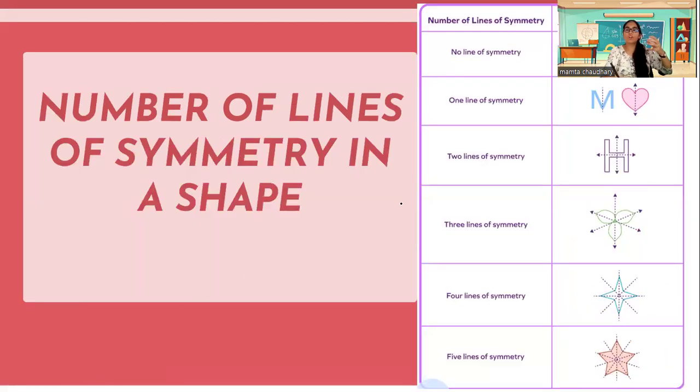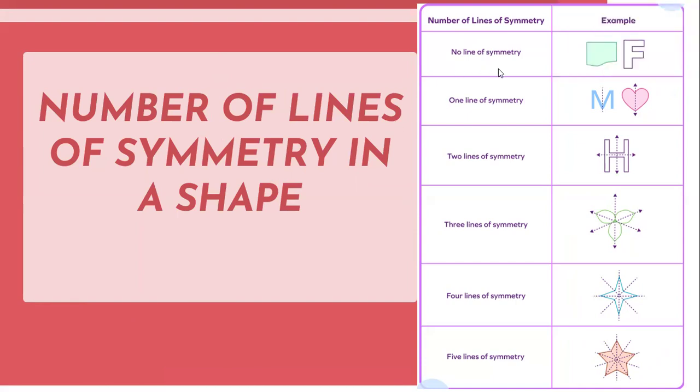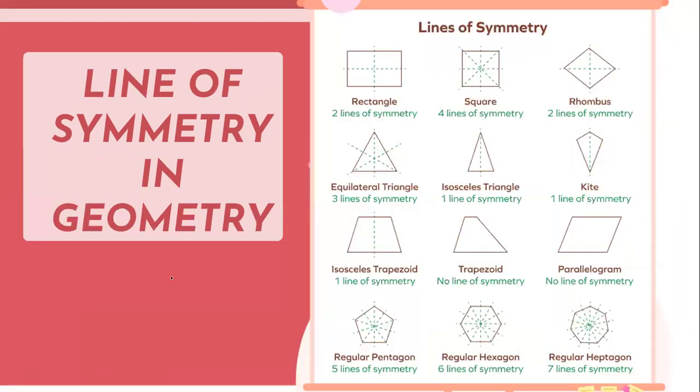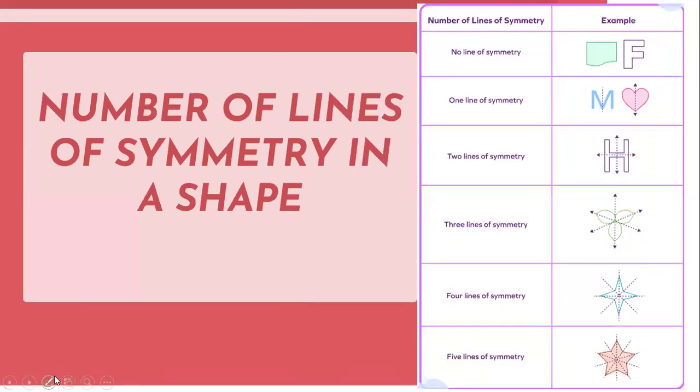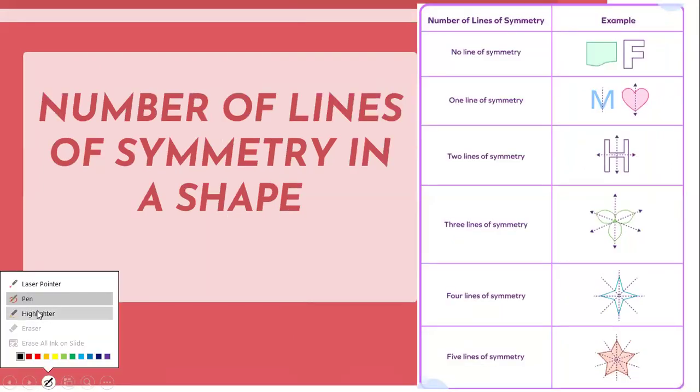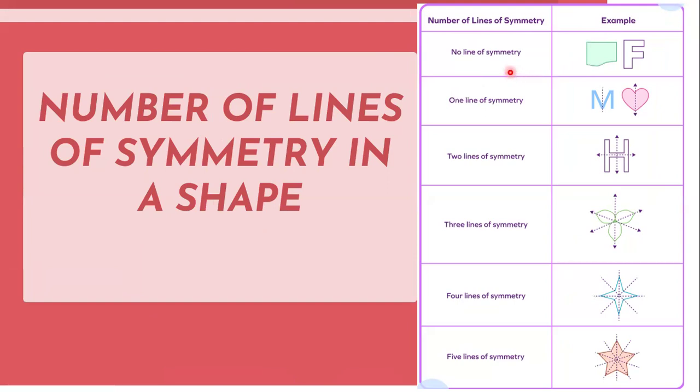Now, the number of lines of symmetry in a shape. If you see such types of shapes, in these shapes you cannot draw any line of symmetry. So here, no line of symmetry. Now in such a shape you can draw one line of symmetry. So that is why here we have one line of symmetry.